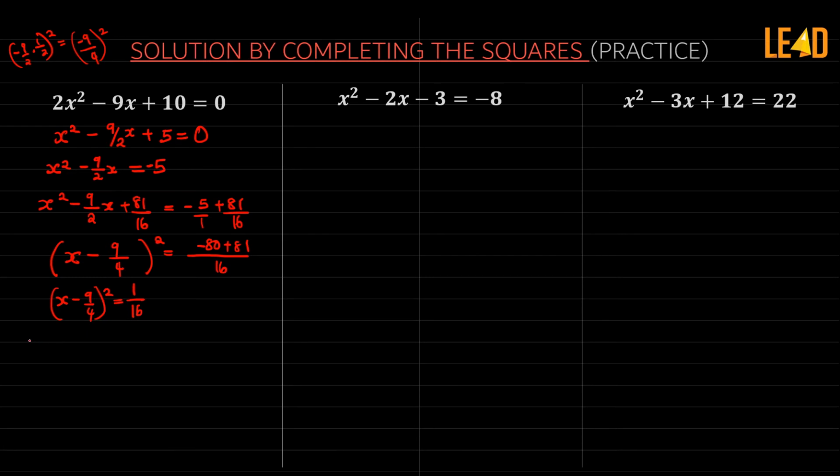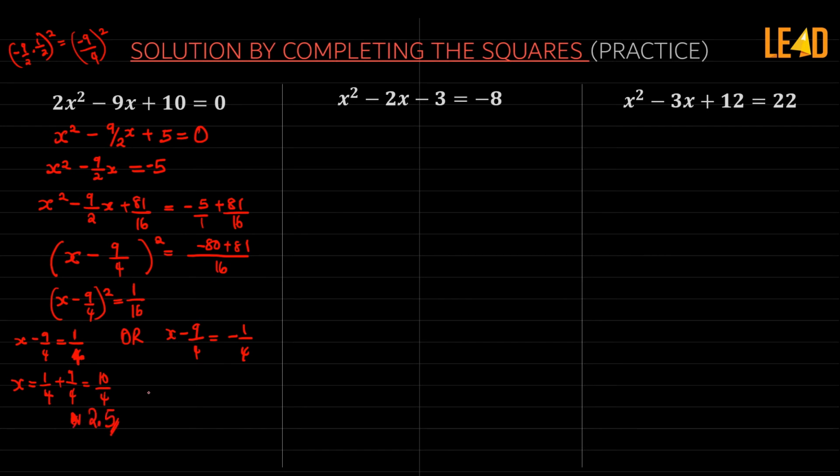So we'd have, take square root of both sides. We have two possible solutions. We'd have x minus 9 over 4 is equal to positive 1 over 4, or we'd have x minus 9 over 4 is equal to negative 1 over 4. So if we move this over on this one, this solution would have x is equal to 1 over 4 plus 9 over 4, which basically gives us 10 over 4, right? Or 2.5, right? That's 2.5.